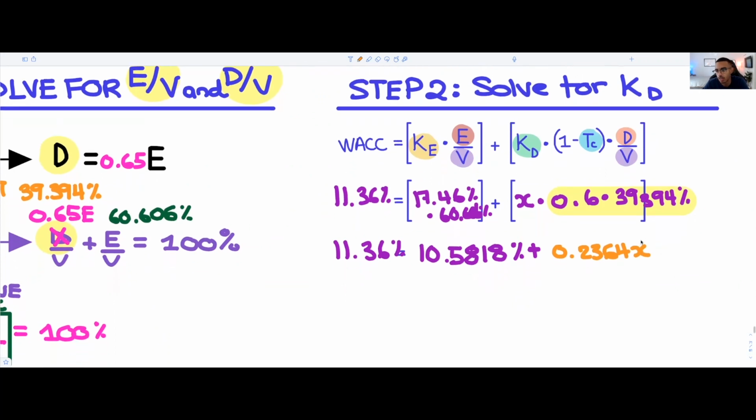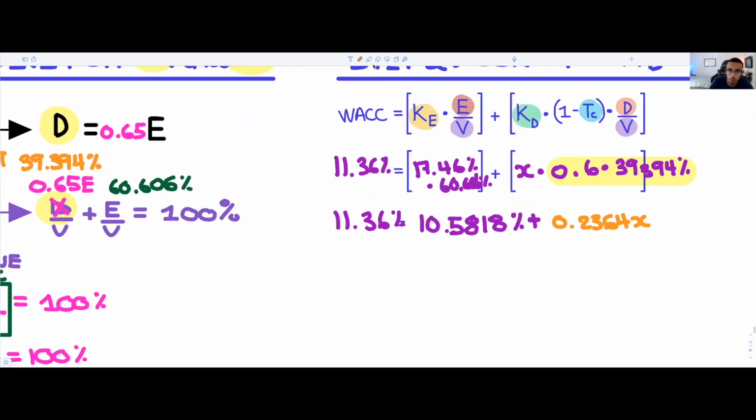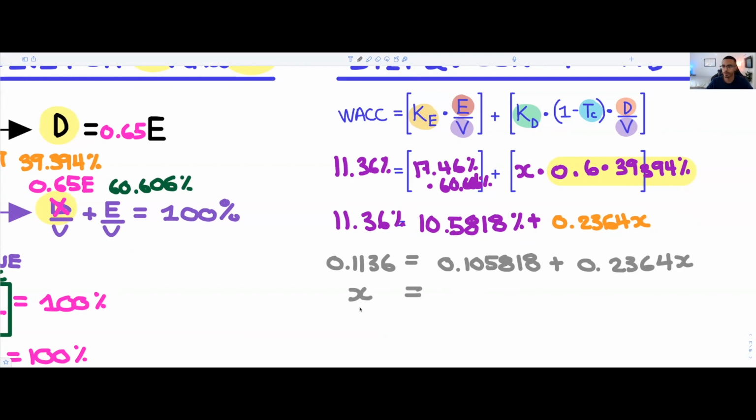Okay. And then if you really want to be super crazy about it, you could write this down in a nicer format. So you could say 0.1136 is going to be equal to 0.105818 plus 0.2364x. Then it becomes a game of solving for x. So what you could do now is plug this into your formula, and I'll open another symbolab and we're going to do it together.